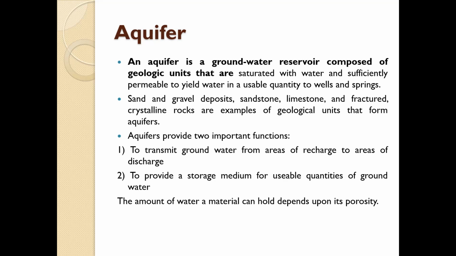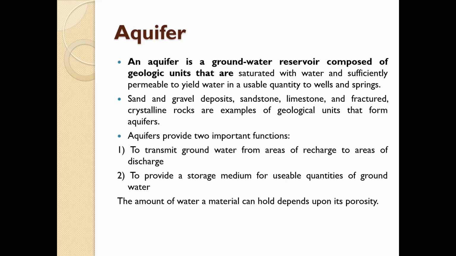An aquifer is a groundwater reservoir composed of geological units that are saturated with water and sufficiently permeable to yield water in usable quantity to wells and springs. So basically, when we dig a bore well or well, sometimes we get a spring. These springs are from the aquifers. Sand and gravel deposits, sandstone, limestone, and fractured crystalline rocks are examples of the geological units that form aquifers. So basically it requires some pores or some cracks to store that water.